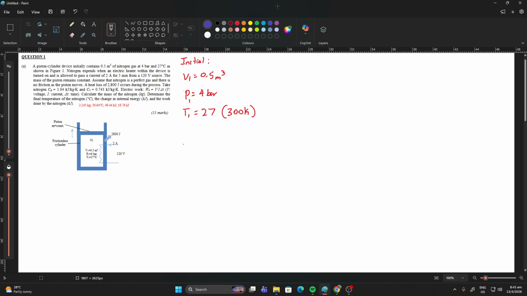Let's go ahead and just solve it first. So work done by the heater, I'm just going to call it heat, equals V times I times delta T. So we know it's 120 times 2 times 5 times 60. Why times 60? Because I want to use second as a baseline. Since it gave us 5 minutes, 5 times 60 gives me the time in seconds. So you will know that this comes down to 72 kilojoules.